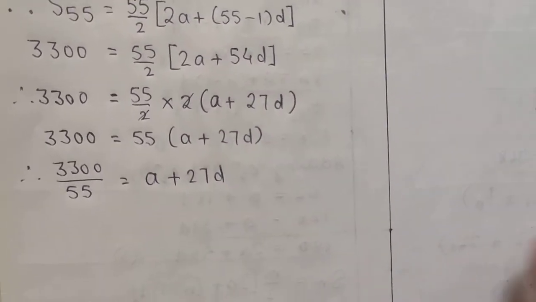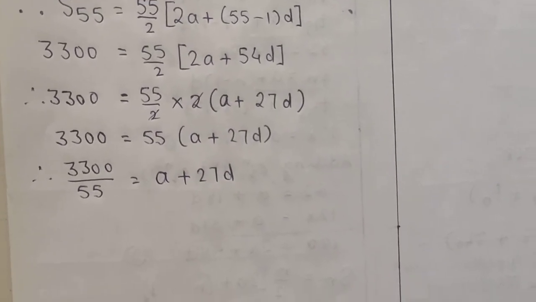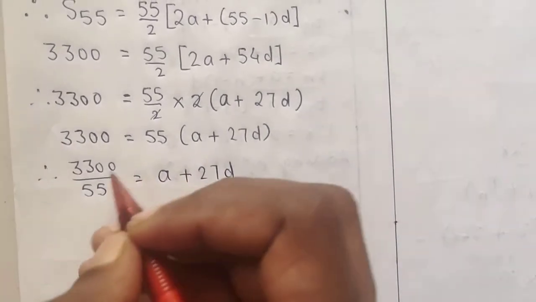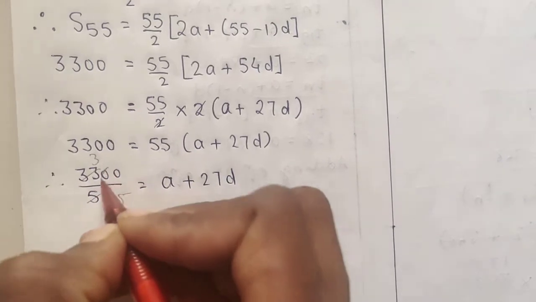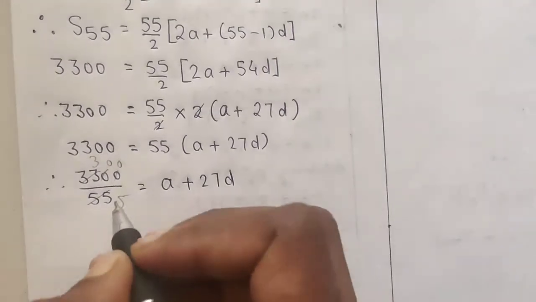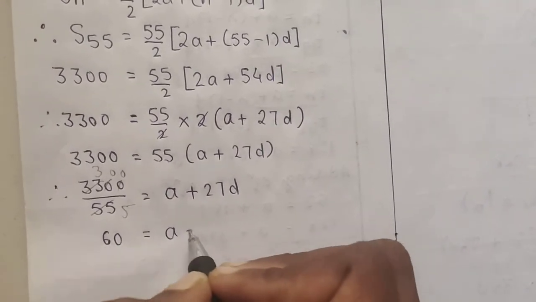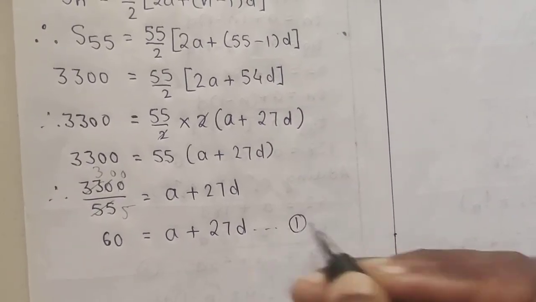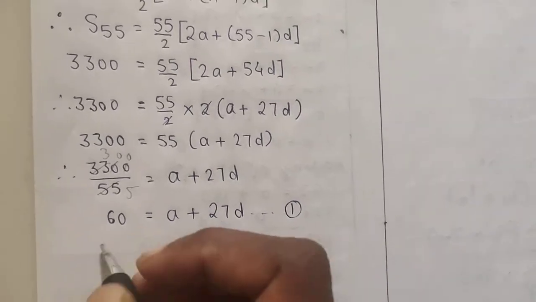Now in the next step we do the cancellation of 3300 with 55. See what we are getting. 55 goes 1 time, then 3 times, and 2 zeros. So this is 300 upon 5, and if you do this, 5 sixes are 30 and 1 zero is remaining. So you are going to get 60 is equal to a plus 27d. Okay, let us call this equation number 1.